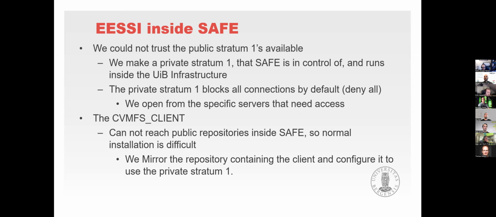That private Stratum 1 blocks all connections by default. So anything that tries to talk to it, the connections will be dropped. We then open from the specific server that needs access. So if a research group wants to use EESSI inside SAFE, they would send us a request and we could open that from that private Stratum 1. And that would give them access to talk to that private Stratum 1.